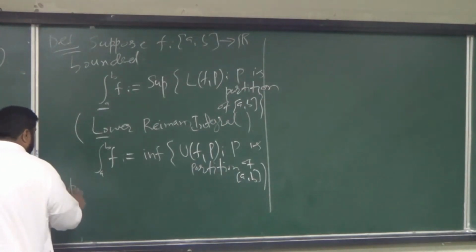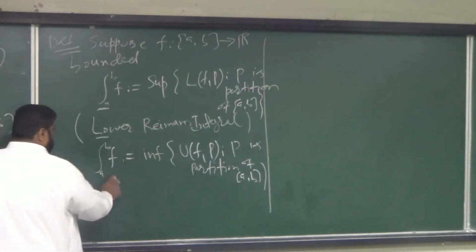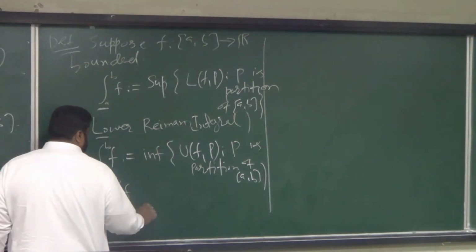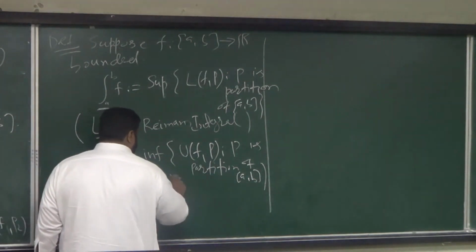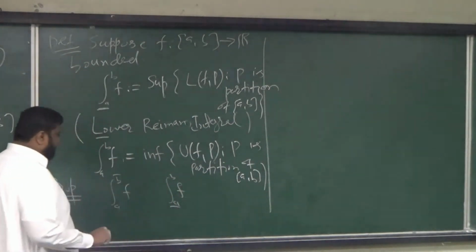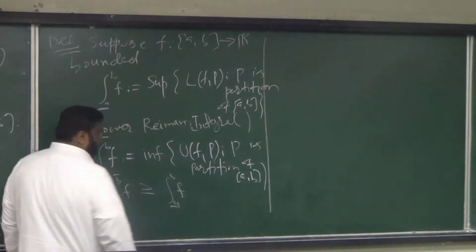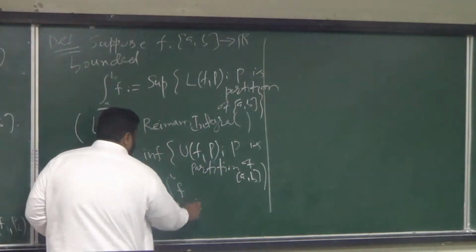Like, we prove a proposition. What do you think? Which of these numbers should be bigger? Maybe the upper should be greater than the lower. That's what the comparison is.